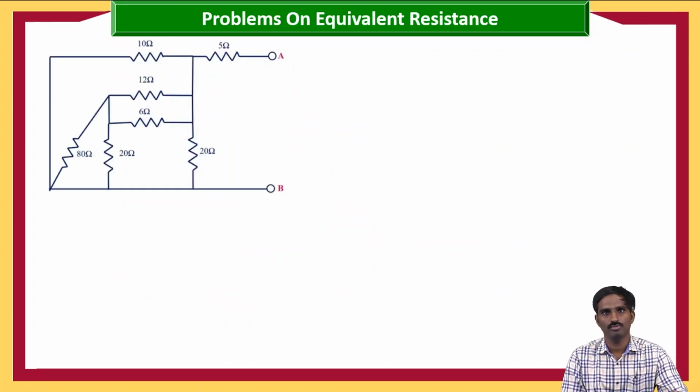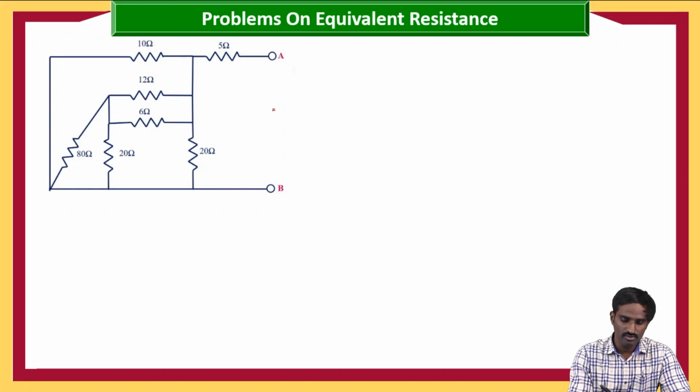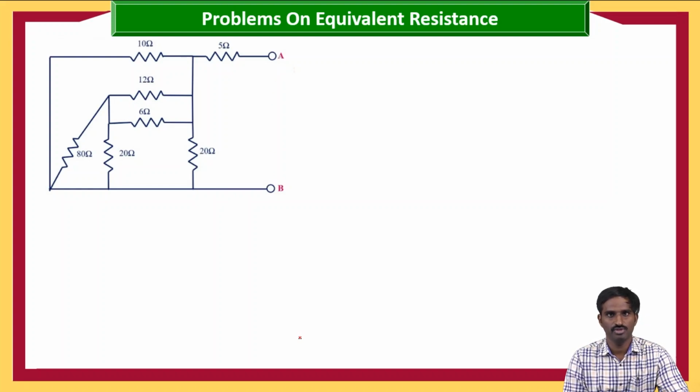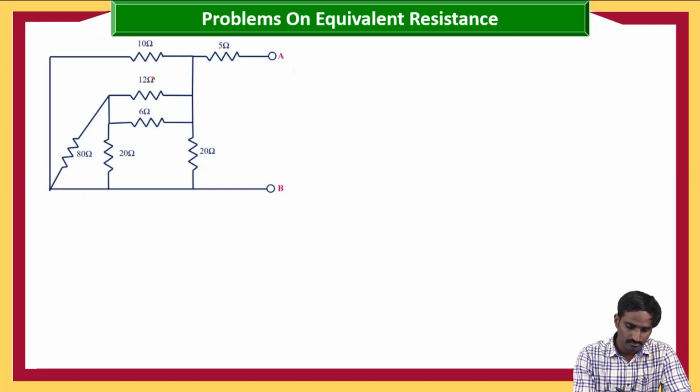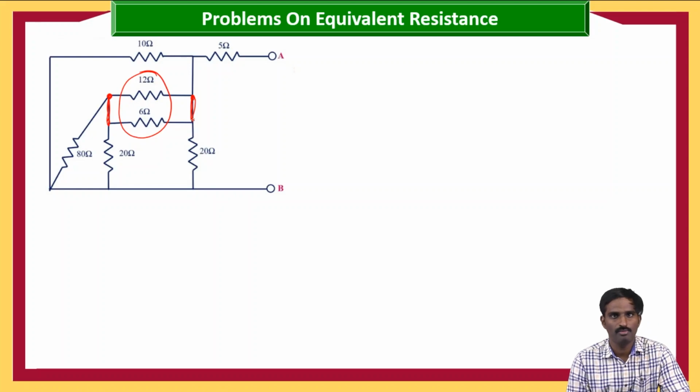Again, there is one more problem here, as you can see. In this we have to find the equivalent resistance between these two terminals. How to find it? One clear way we can identify is that these two are in parallel, because this point and this point are the common nodes for these two resistors. So these two can be replaced with one equivalent resistance.